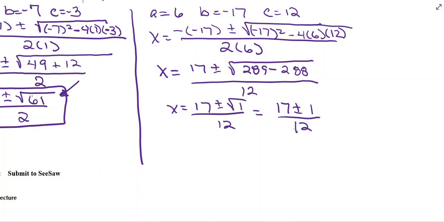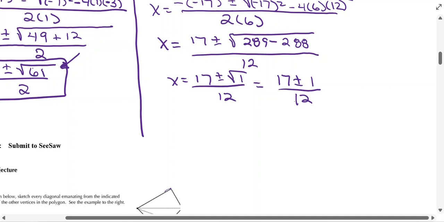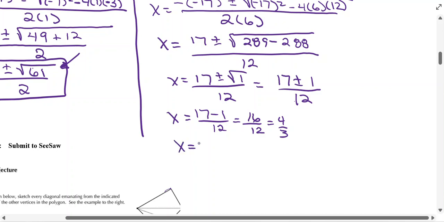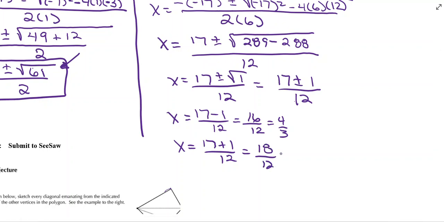I have to continue on this one to show my two different answers because I don't have a rad left. So the first one would be x equals 17 minus 1 over 12, which is 16 over 12. 4 goes into both of those, so it's 4/3. The next one is x equals 17 plus 1 over 12, so that's 18 over 12. 6 goes into both of those, so it would be 3 over 2. So I have x equals 4/3 or x equals 3 over 2.